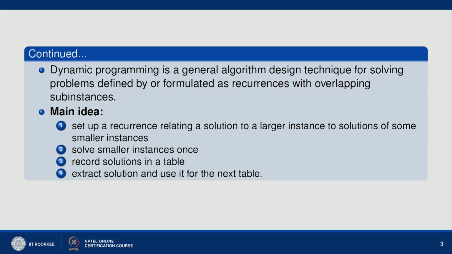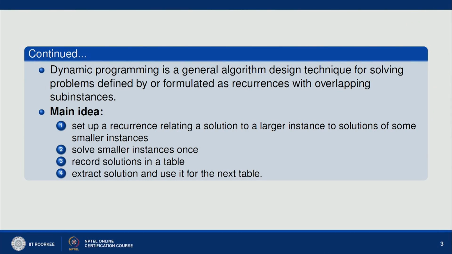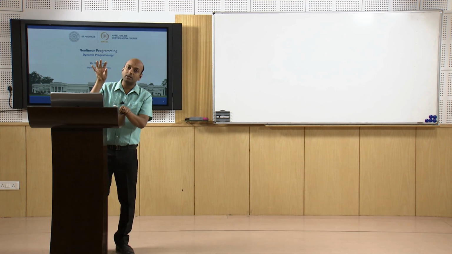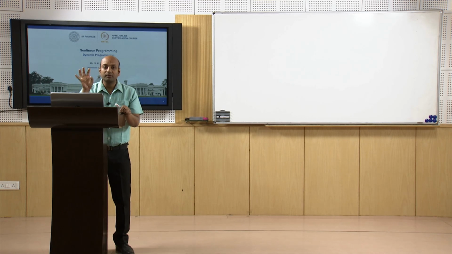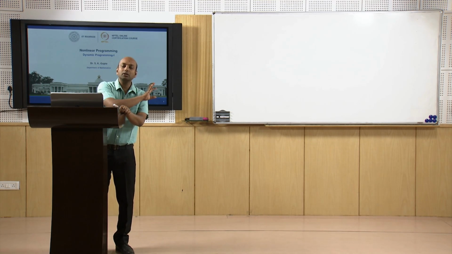Smaller instances means sub problems. You break the problem into sub problems, solve the smaller problems, record the solution of that small problem, and then extract the solution and use it for the next table. You take the solution of that sub problem and use it in the next table. In this way we will get back to the solution of the larger problem.